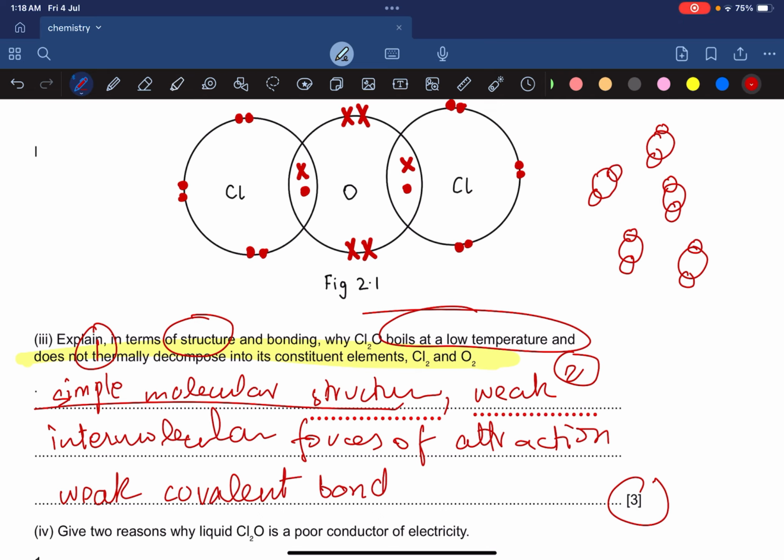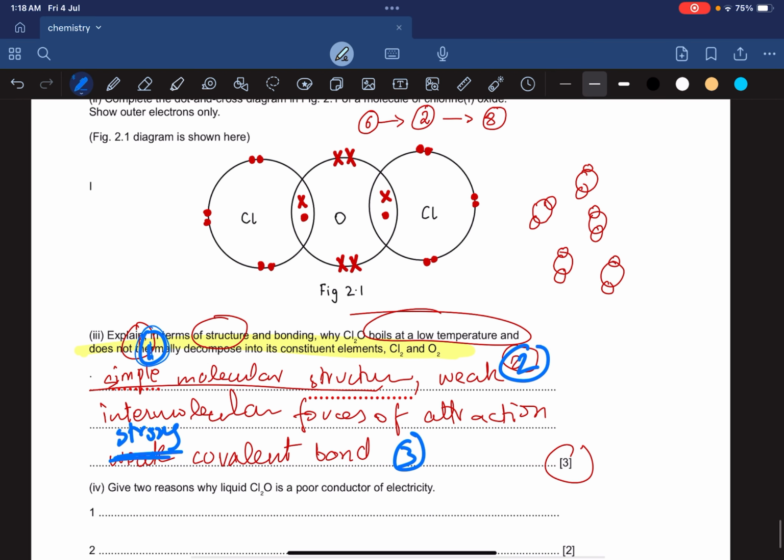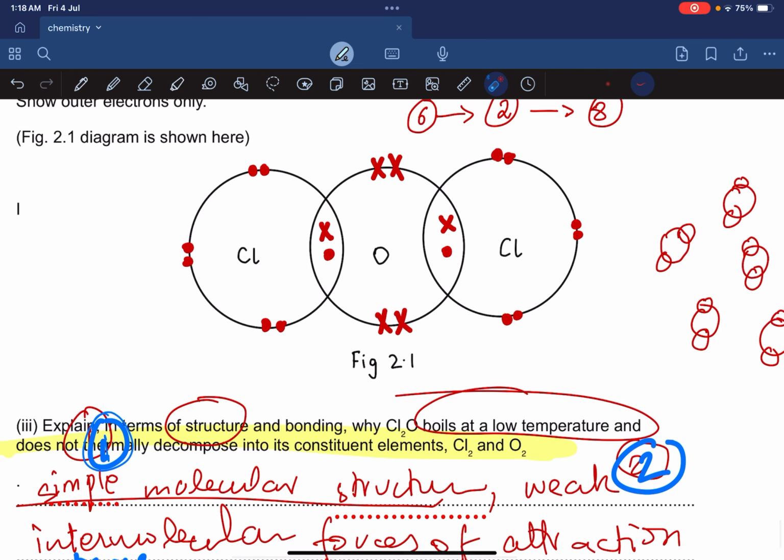I'm just not writing it in paragraph form. I'm just telling you according to the marks. 1st mark for this point, 2nd mark for weak intermolecular force, and 3rd mark for a strong covalent bond between chlorine and oxygen. Okay, so that's a breakdown of the entire question. I hope you get it.